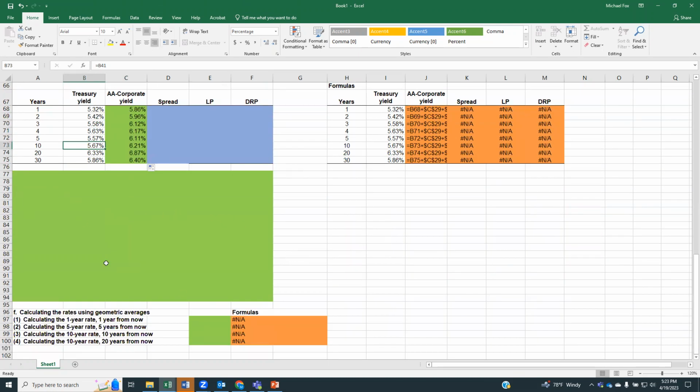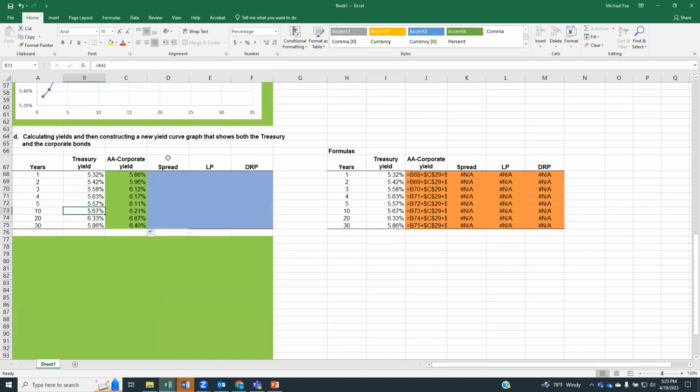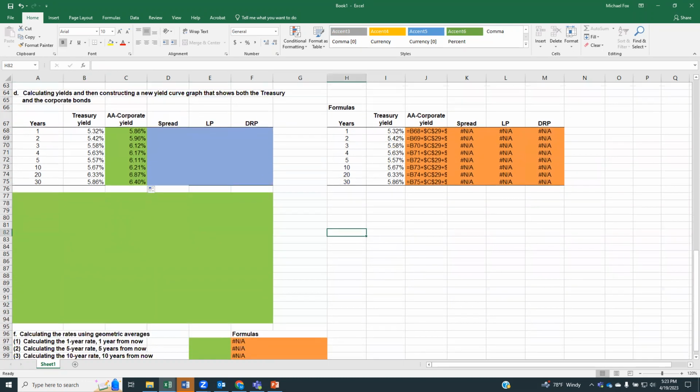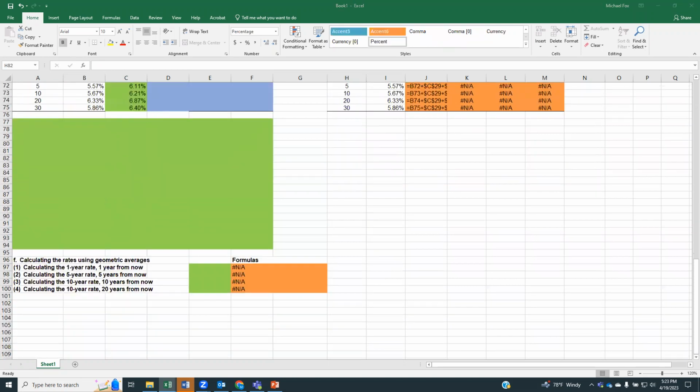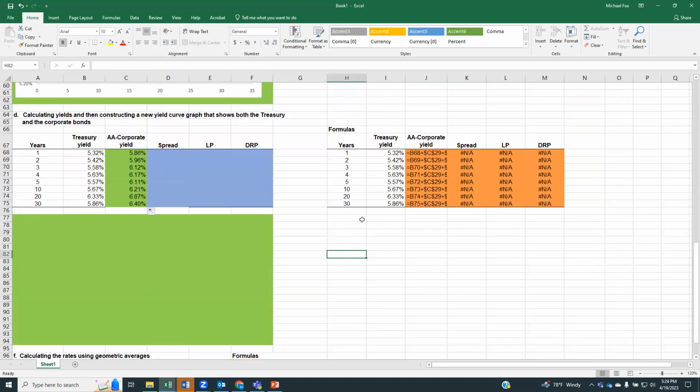And then here it wants us to, what does it want us to do? To do a new yield curve graph that shows both the treasury and the corporate bonds. Okay, so all we're going to really do is do a graph that compares those two. So that's pretty easy. So let's see what we can do. We'll do treasury yield and corporate yield.